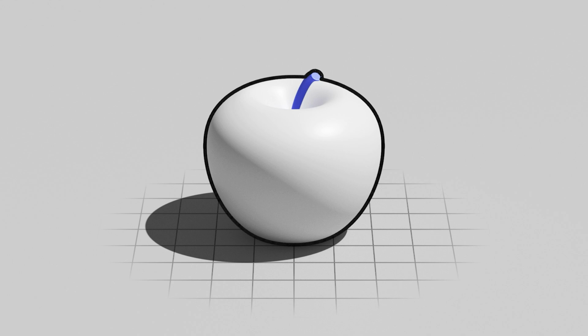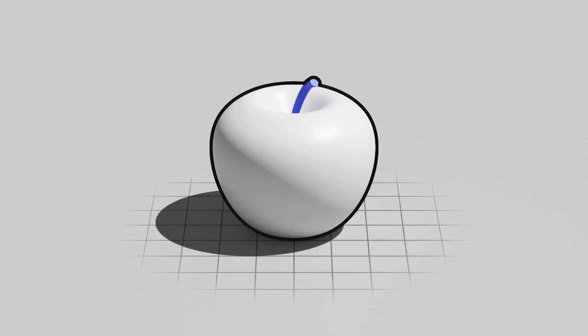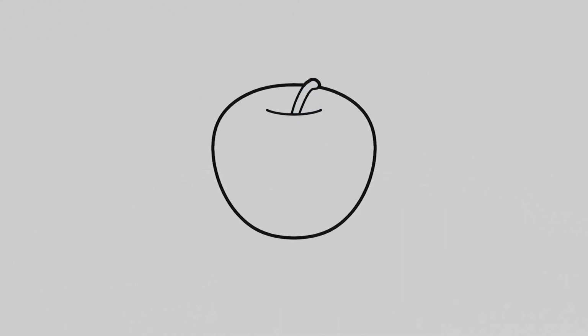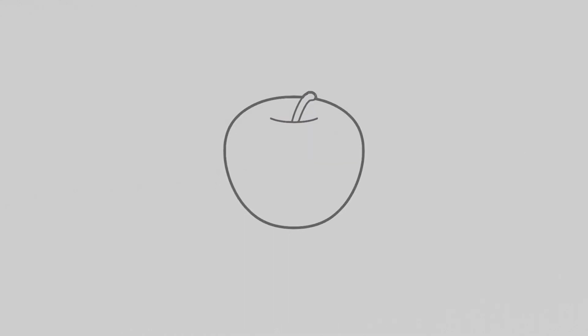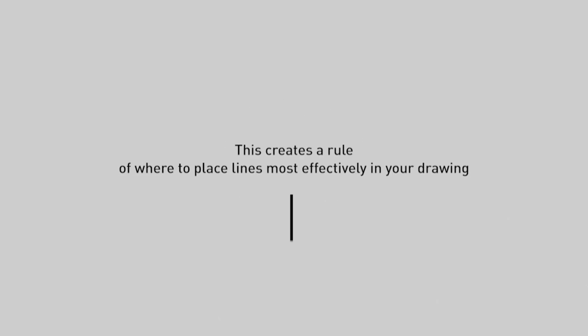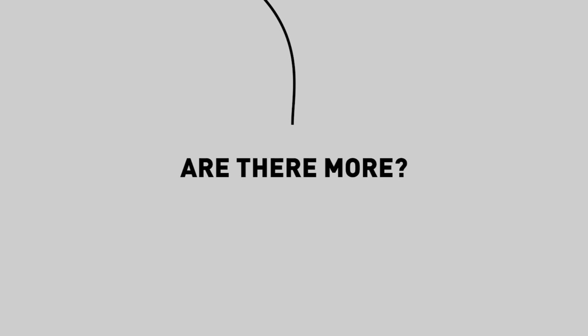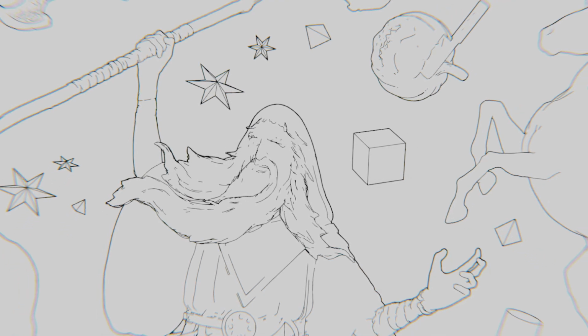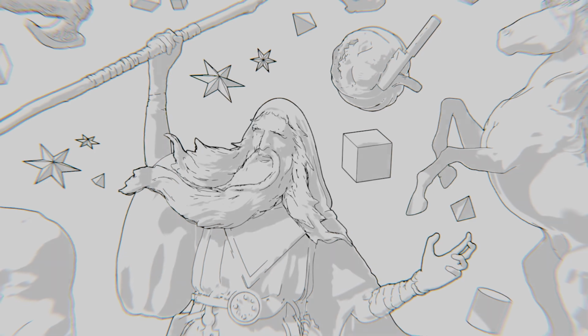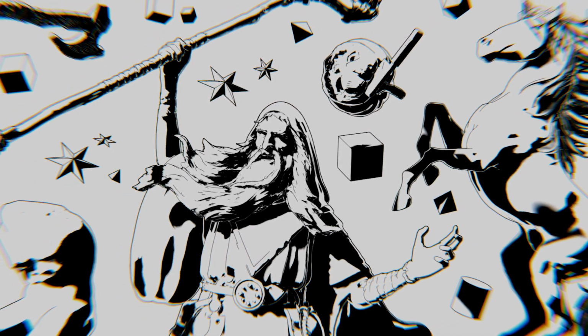Cool. So now let's look for other areas on our apple that fit that criteria, like the little dimple on the top where the stem sits, or even the stem itself. All these parts curve away from us, therefore drawing a line there completes the drawing of our apple. This creates a rule of where to place lines most effectively in your drawing. But are there more? Let's test our theory and see if we can apply this knowledge to a more advanced drawing and figure out which types of lines we can find in it.